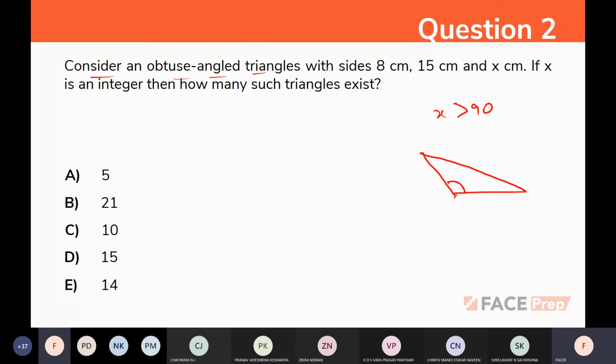So this is an obtuse angled triangle. Okay. So we consider an obtuse angle triangle with sides 8 centimeter, 15 centimeter, x centimeter. If x is an integer, then how many such triangles exist? So x is only an integer. It is not a decimal number. We cannot say it is 5.2 and all. So this is all wrong. x is only 5 in these two cases. Okay. So that is when it is an integer.